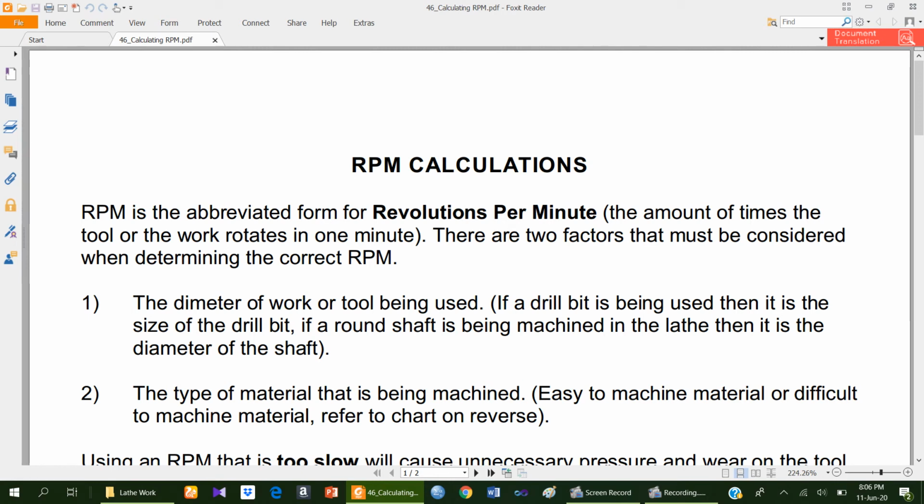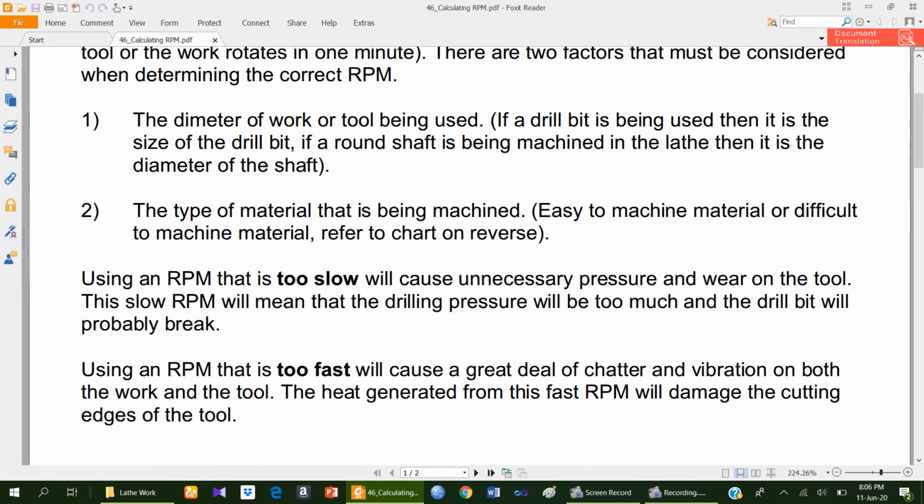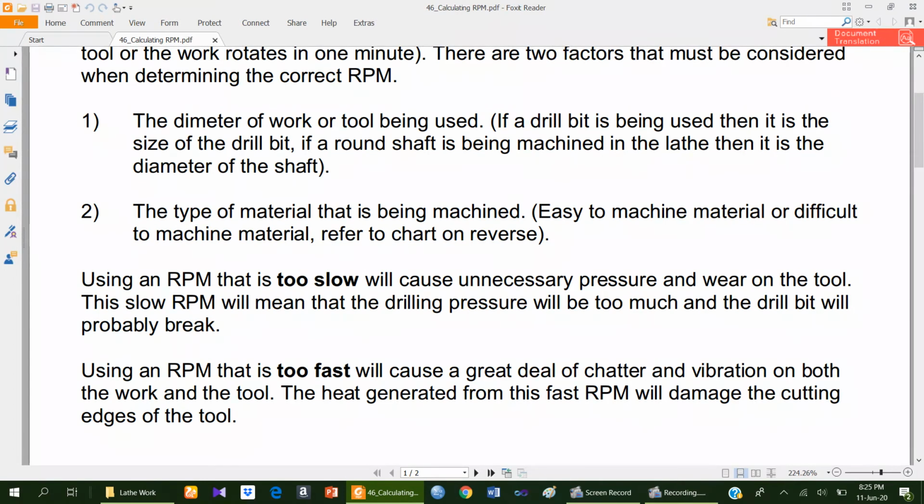Now the question arises, what will happen if RPM is too slow or too fast? Using an RPM that is too slow will cause unnecessary pressure and wear on the tool. This low RPM will mean that the drilling pressure will be too much and the drill bit will probably break. While if the RPM is too fast, it will cause a great deal of chatter and vibration on both the workpiece and the tool. Moreover, the heat generated from this fast RPM will damage the cutting edge of the tool.